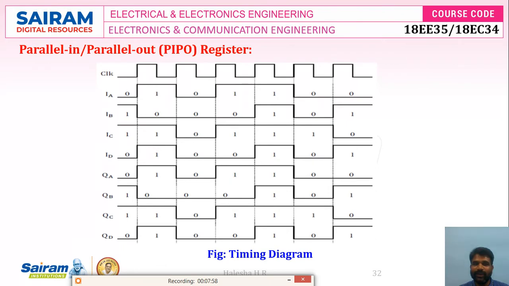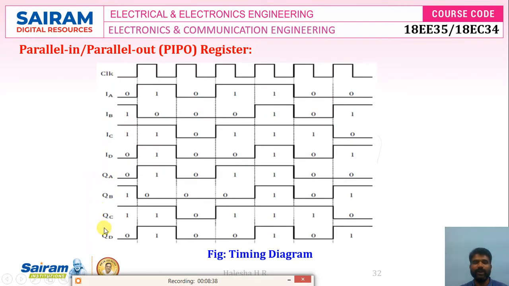So now if you want to load all zeros, make IA 0, IB already 0, so it maintains the same, and IC 0 and ID 0. So with this positive edge, QA becomes 0, QB already 0 so maintains the same, and QC becomes 0 and QD becomes 0. Clear? So whatever data we are loading, we make the changes on the parallel inputs. Once the positive edge occurs, that will be loaded into the output terminals, I mean QA, QB, QC, QD.